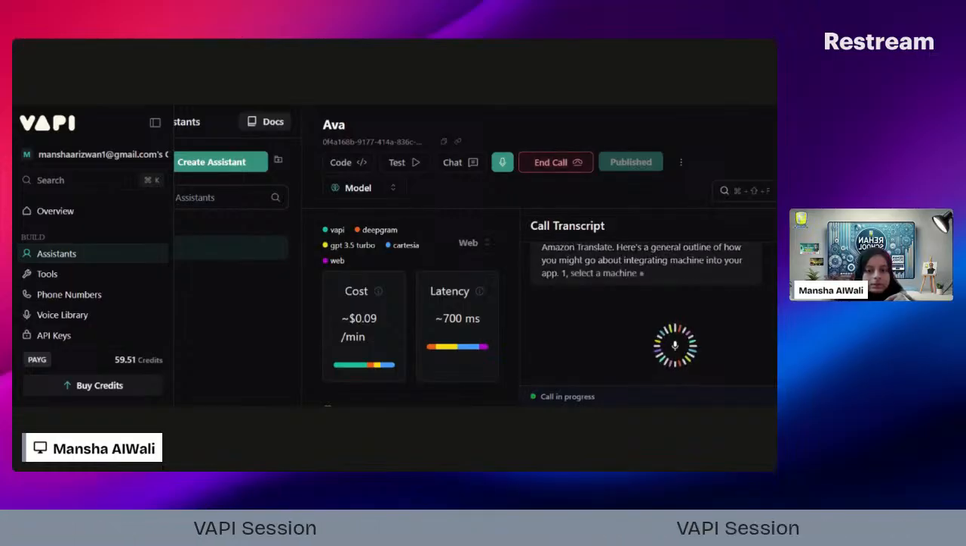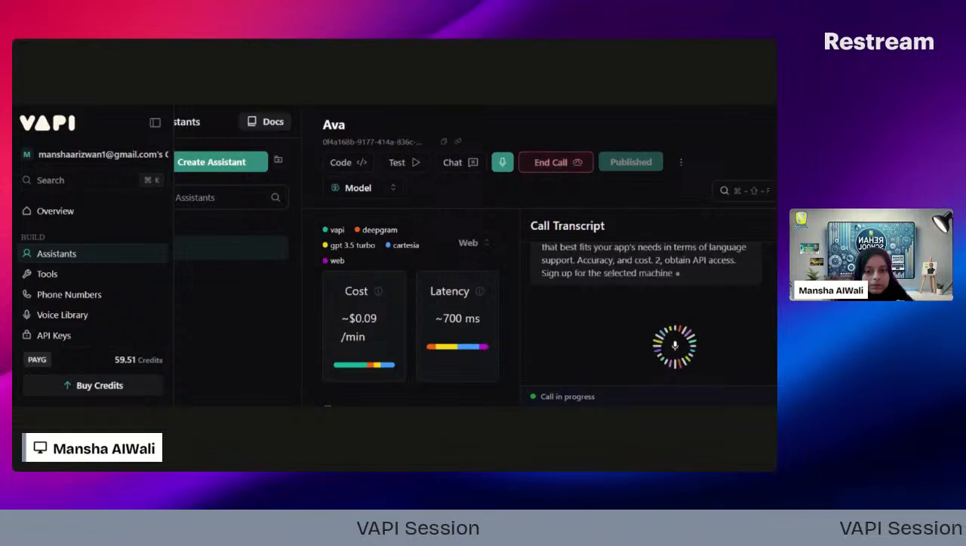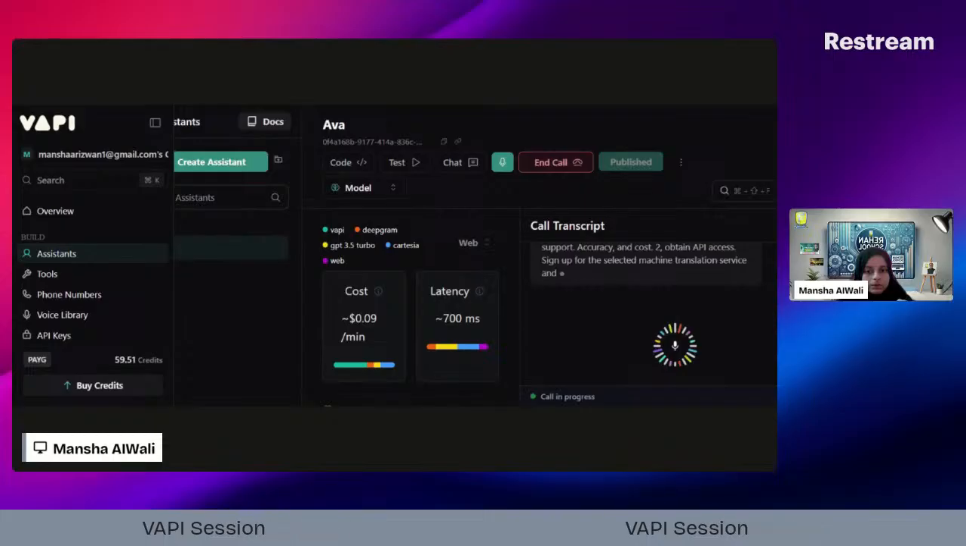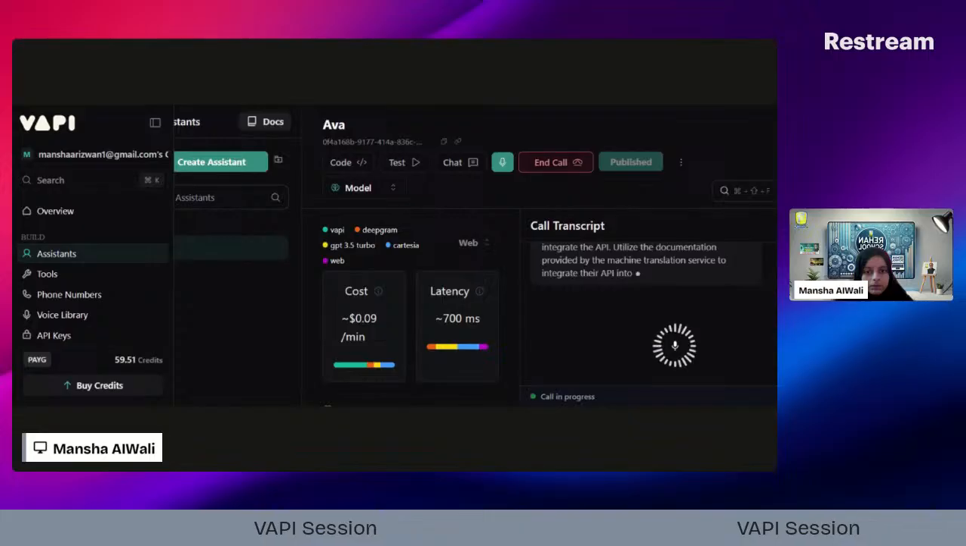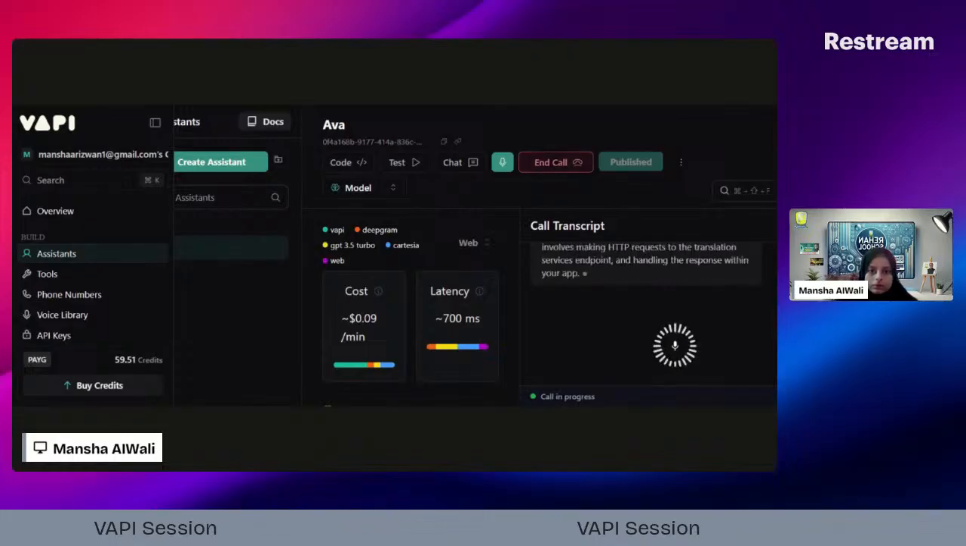1. Select a machine translation service. Research and choose a machine translation service that best fits your app's needs in terms of language support, accuracy, and cost. 2. Obtain API access. Sign up for the selected machine translation service and obtain the necessary API access. 3. Integrate the API. Utilize the documentation provided by the machine translation service to integrate their API into your app. This typically involves making HTTP requests to the translation service's endpoint and handling the response within your app.